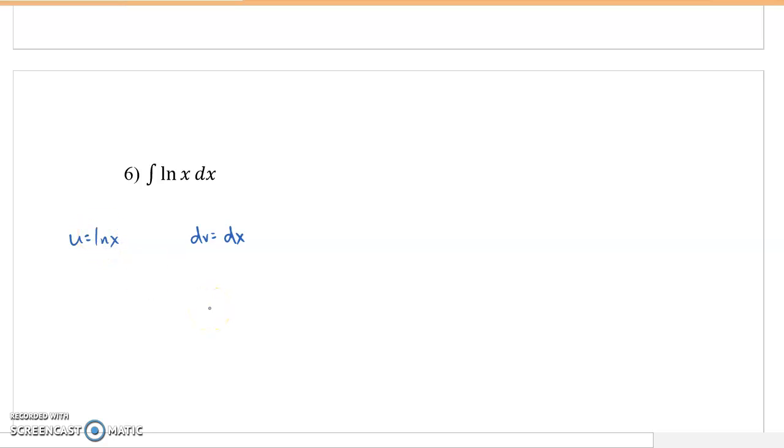Remember earlier when I said we couldn't pick dv equal to ln x dx? Well, this is actually something that we might want to consider memorizing. The integral of the natural log of x might come in handy. You don't have to memorize it. You can go through this process each time. It's not so bad. du is 1 over x dx. v equals x. So when we apply our integration by parts formula, we get u times v, so natural log of x times x, minus the integral of v du, x times 1 over x dx.